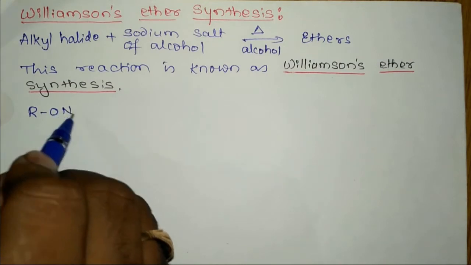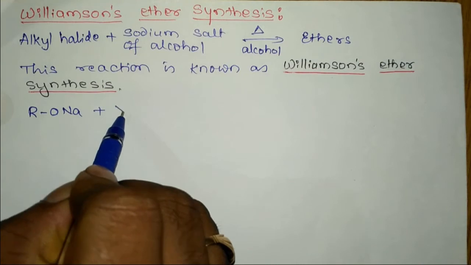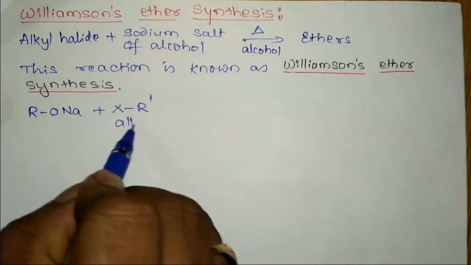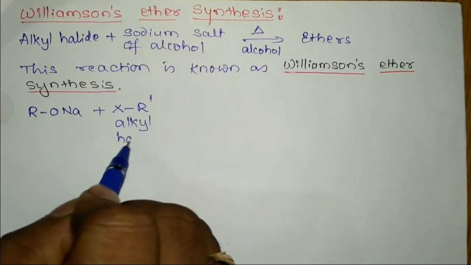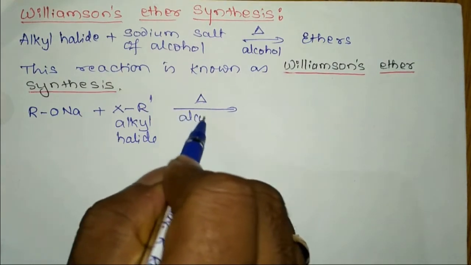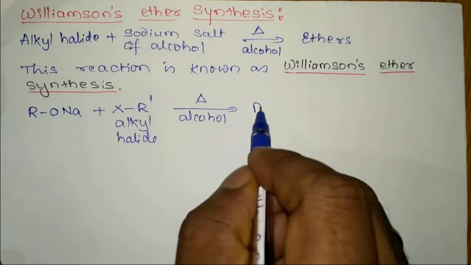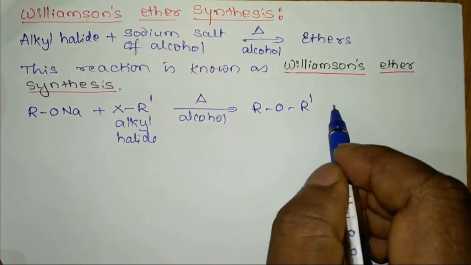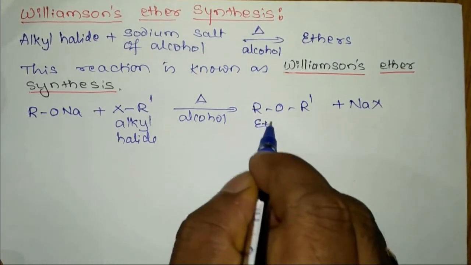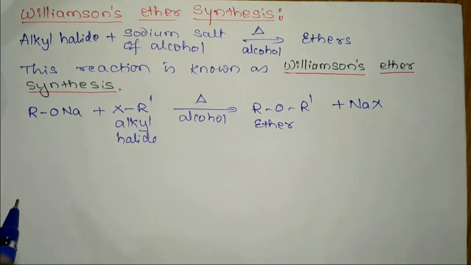Now I'll write the general reaction. RONa, this is sodium salt of alcohol, plus alkyl halide, general formula R'X. This is alkyl halide. Heat it in the presence of alcohol. You are going to get ether, ROR' plus NaX. This is ether. This is the general reaction for Williamson's ether synthesis.